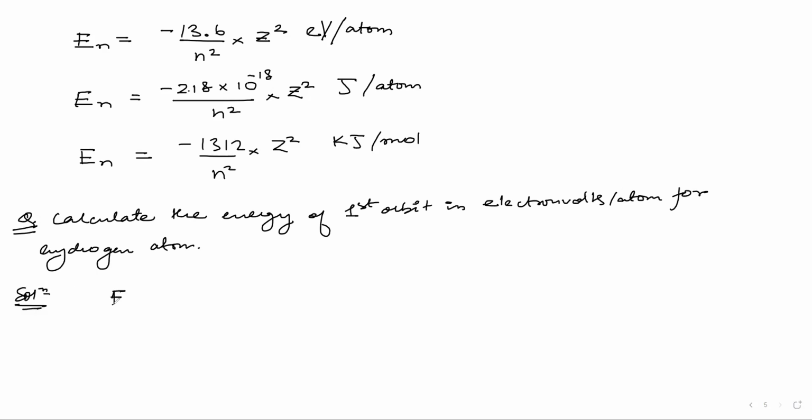So you write it like this: E1 is equal to minus 13.6. What is n here? What is the value of n? 1. Very good. What is the value of z? 1. Very good. So the answer will be minus 13.6 electron volt per atom. So this is the energy of the first level.